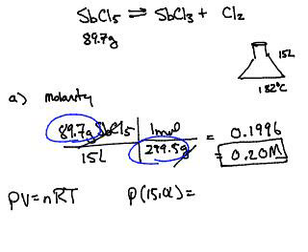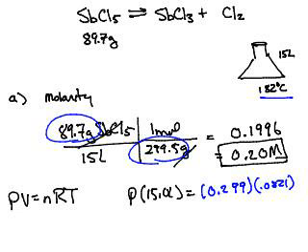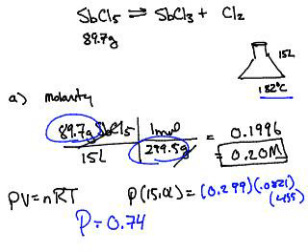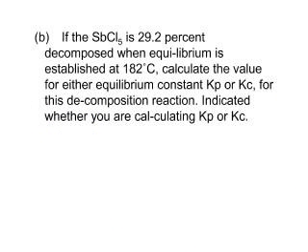There's another way to do this. It's 0.299 moles times R, which is of course 0.0821. And the temperature, we have 182 degrees Celsius. I'm going to add that to 273 on my calculator, and I get 455 Kelvin. So I'll take 0.299 times 0.0821 times 455, divide by the 15-liter container, and I get the pressure to be 0.745 atmospheres.